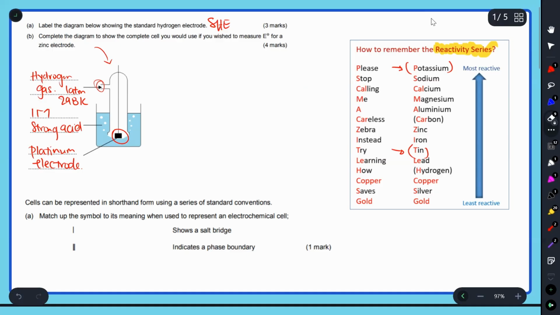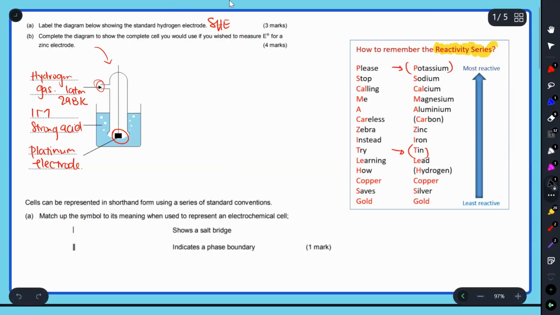All right, nice. So now they want you to complete the diagram here to show a complete cell, right? So to show the complete cell, you would use, if you wish to measure the electrode potential for a zinc electrode. Now you probably, let's add a few things to this. Let's use black.